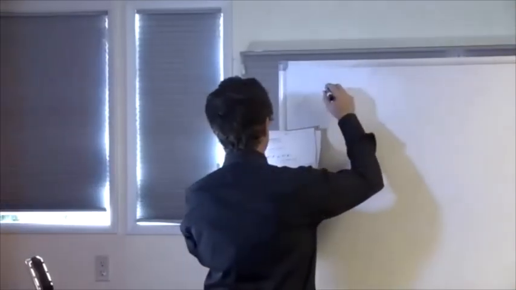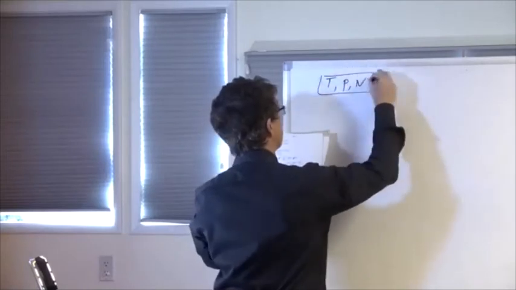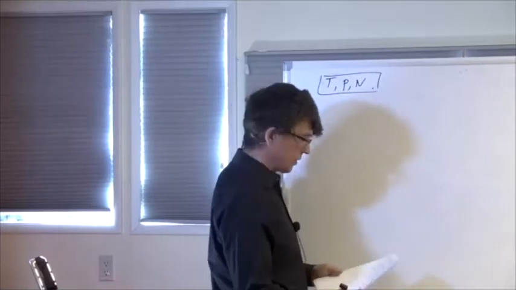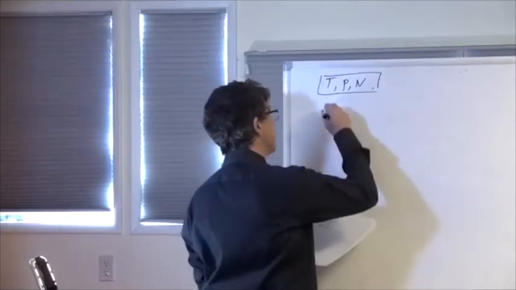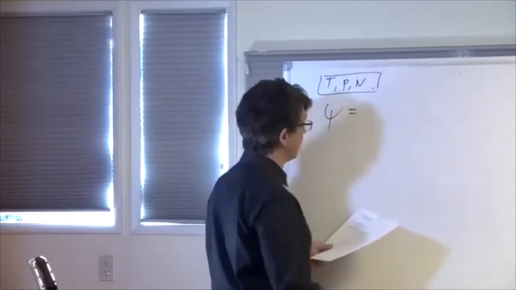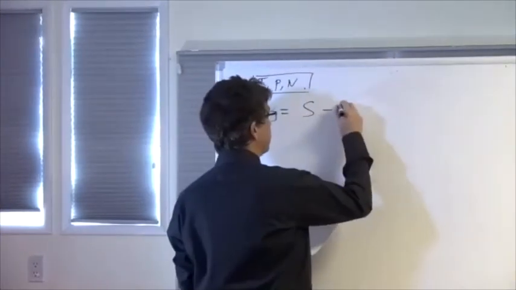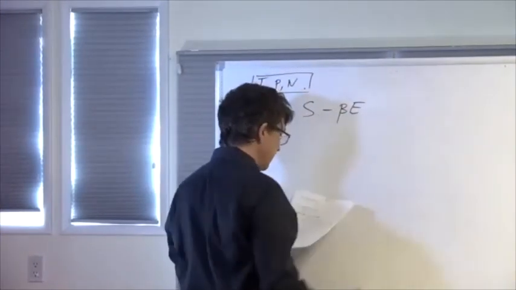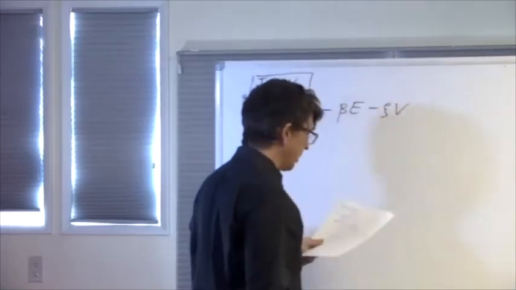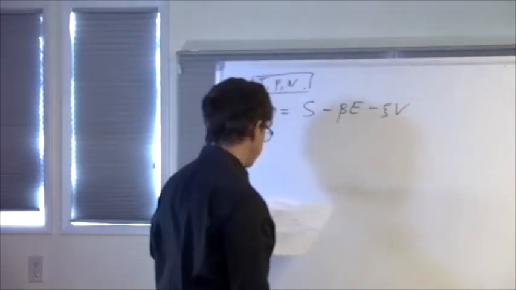Let's do TPN. Right, so that's an isothermal, isobaric ensemble, so now the volume can fluctuate. So my Legendre transform of the entropy, I have to Legendre transform with respect to the energy, minus beta E, minus Xi V, and Xi is going to be like minus the pressure over kBT, right?